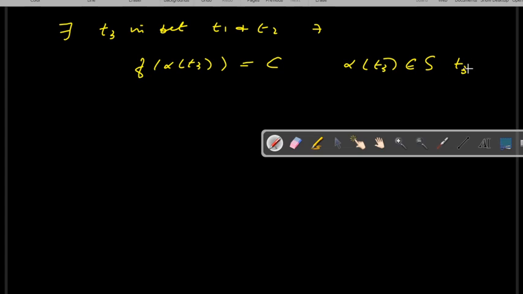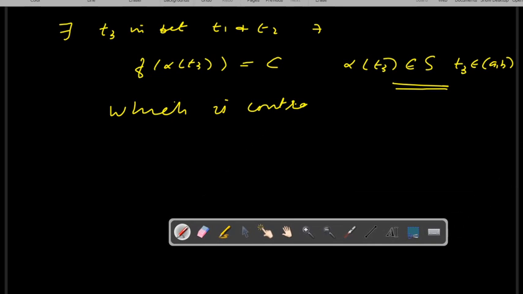What is t3? t3 is an element of (a, b). Why? t1 and t2 are inside (a, b), so t3 in between t1 and t2 implies t3 will come inside (a, b). This is a contradiction. We have said α(t3) is not an element of S for any element between a and b. So this is a contradiction to statement 2, the second statement. Therefore you can say N(p) is not equal to N(q).